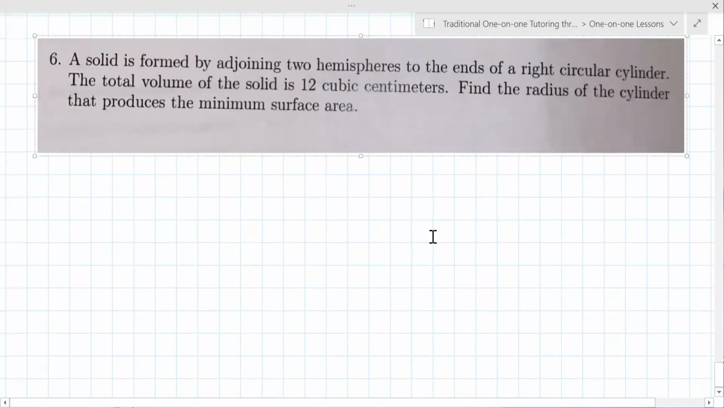All right. A solid is formed by adjoining 2 hemispheres to the ends of a right circular cylinder. Okay. We don't have to do this one, to be honest. Yeah, I was going to say I'm not even sure what to draw here, but yeah, let's move on.